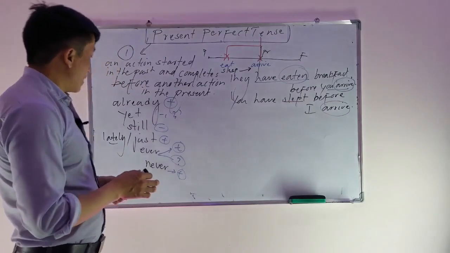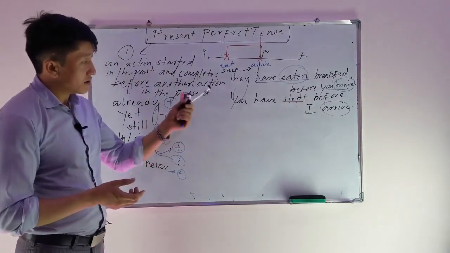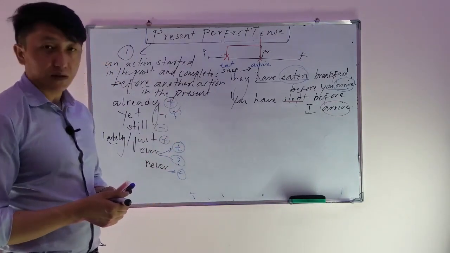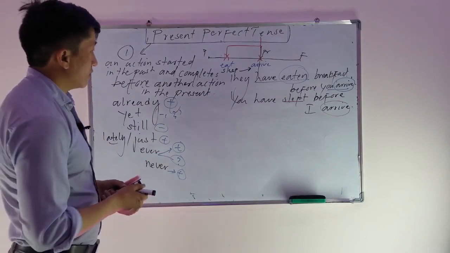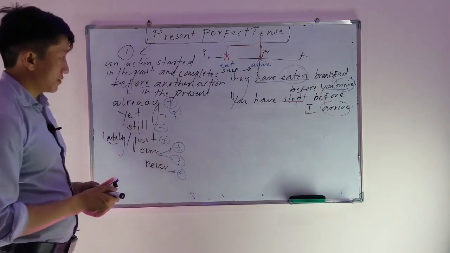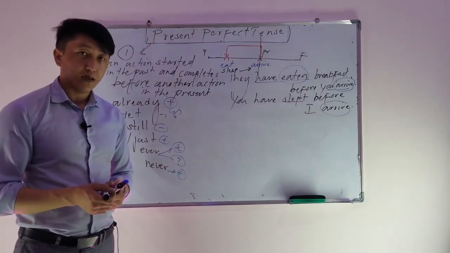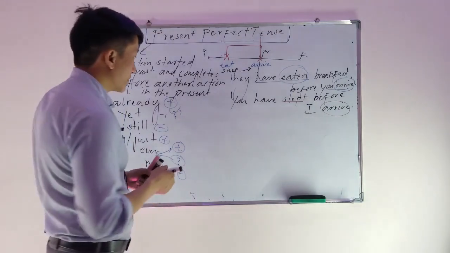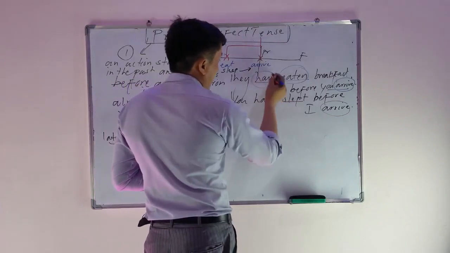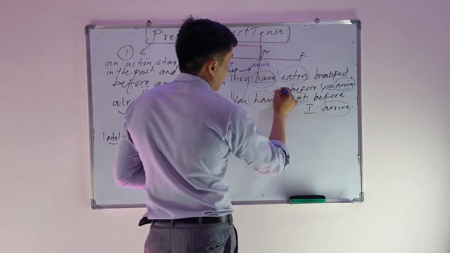Now, where do we use already? If I have a sentence, look, you have slept before I arrive, or they have eaten breakfast before you arrive, where can I put already? So here already has two positions. The first position, it can come after the auxiliary verb, before the main verb, and it can also come after the main verb. For example, between have and slept, here we can use already.